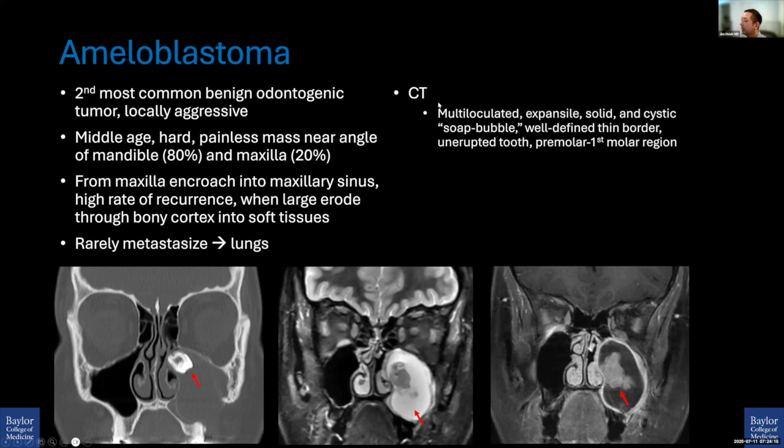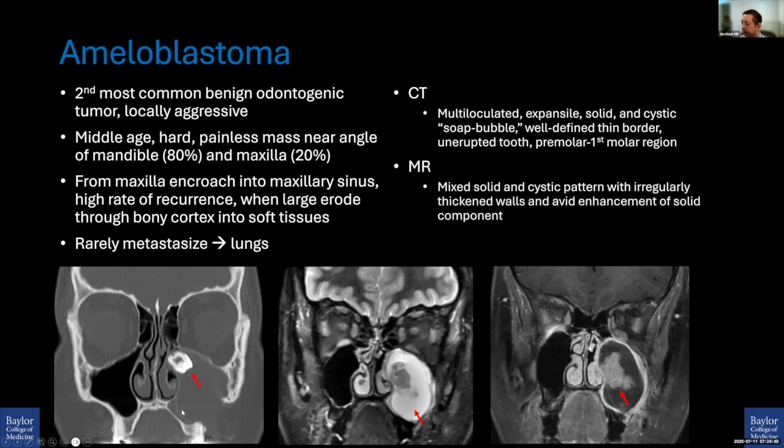So on CT, the typical appearance is going to be a multiloculated, expansile, solid and cystic soap bubble appearance with a well-defined thin border, associated with an unerupted tooth in the premolar and first molar region. So here is an example of an ameloblastoma, and we can see that here is the unerupted tooth. We can see this well-defined thin border here.